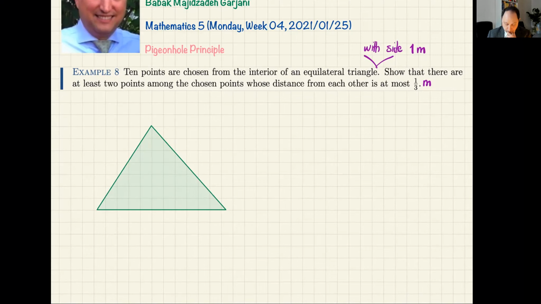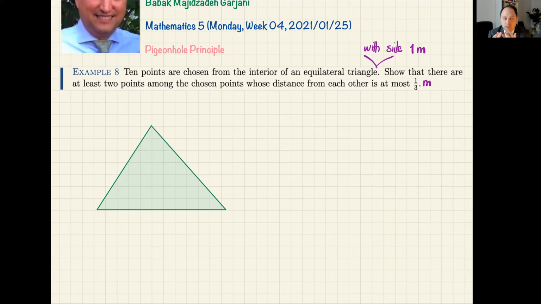Okay, so I have an equilateral triangle. I know that each side is 1 meter. Now I am choosing 10 points randomly or whatever from the interior of this triangle. And then I want to show that there is at least a pair of points from the points that I am choosing randomly, whose distance from each other is at most 1/3 of a meter.